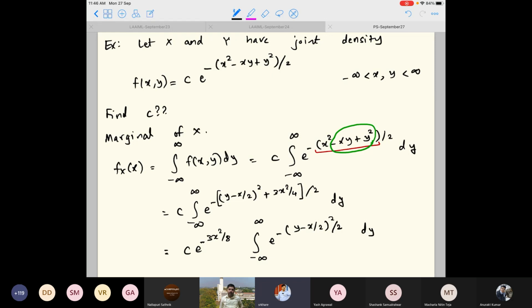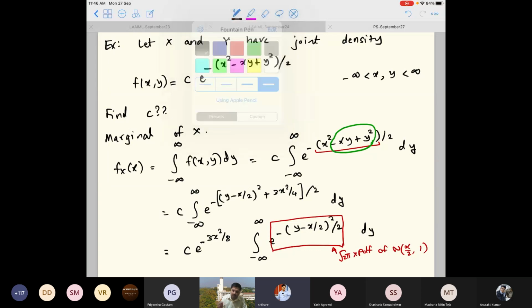Why is this integral root 2 pi? Let y minus x by 2 equal z, and then it becomes a normal density. So if you look at what is inside, this red highlighted box is almost the PDF of normal with mean x by 2 and variance 1. What is the factor that is missing? The factor missing is root 2 pi. So this is root 2 pi times the PDF, and the integral will be equal to root 2 pi.